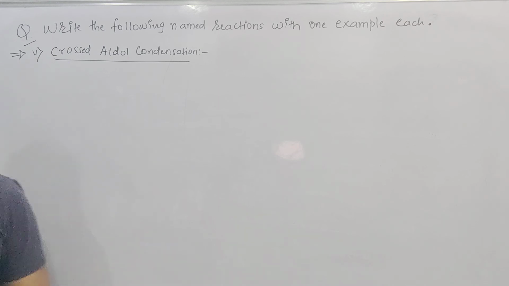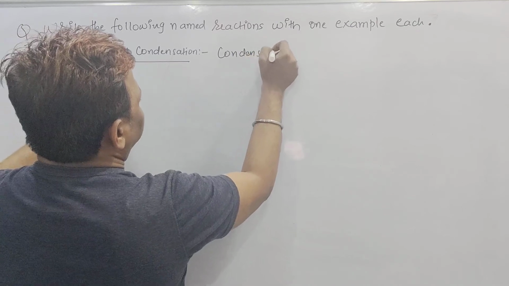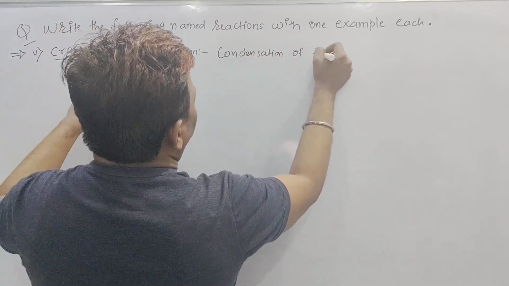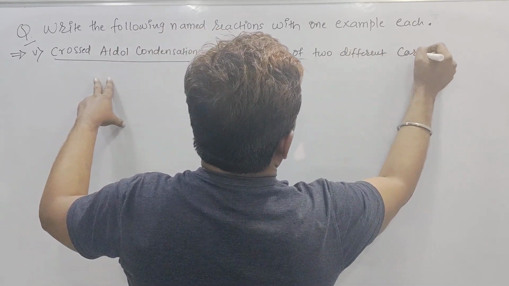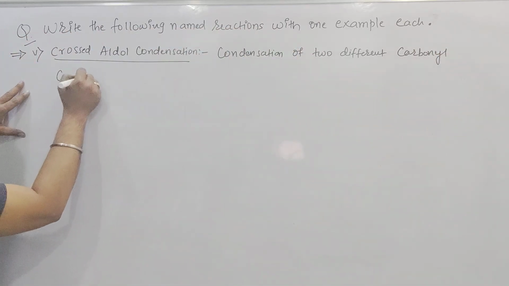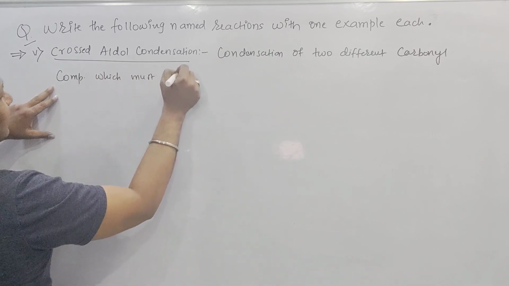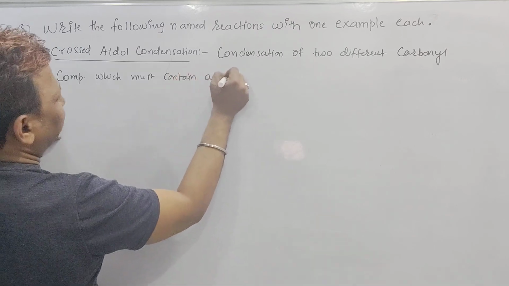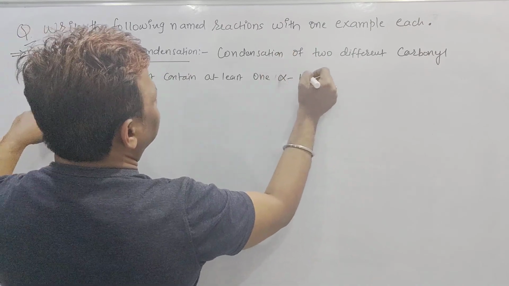But this is the last part of that one, right? In this one, condensation of two different carbonyl compounds, which must contain at least one alpha hydrogen atom.